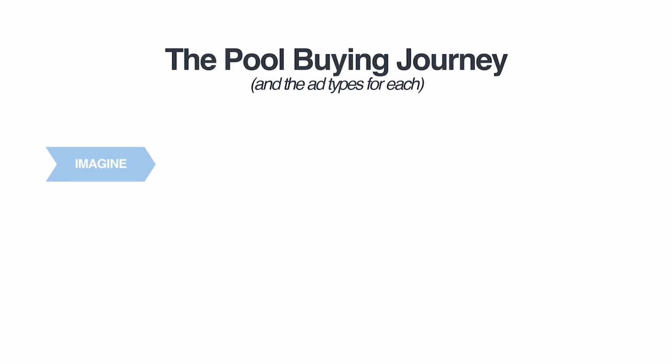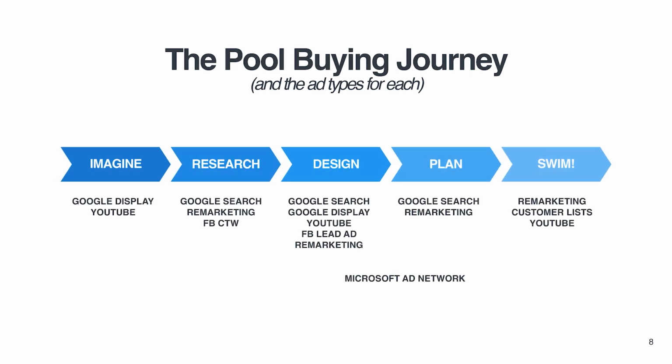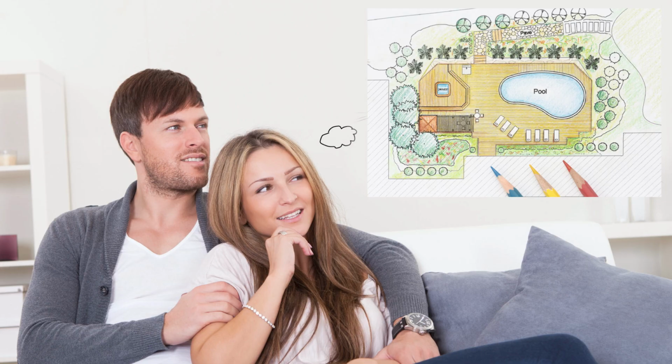So we've kind of broken, we'll use pools as the example here, we've broken the pool buying process into 5 steps. And I've also added the individual kinds of ads for each step along the way. So the first stage, we call it the imagine phase. And that goes back to that couple sitting on the couch, right? Oh, it would be nice to have a pool someday. It would be amazing to have a pool someday. Well, we can help with that.